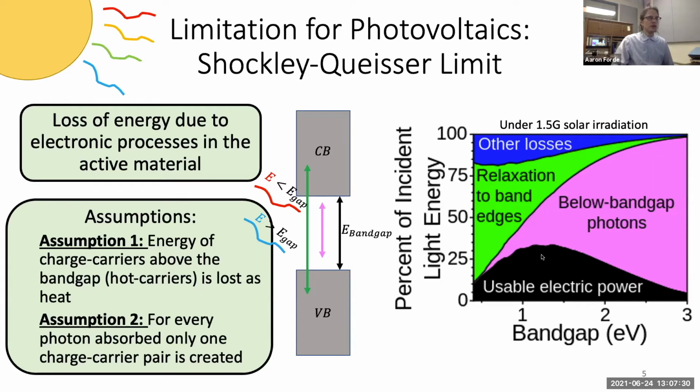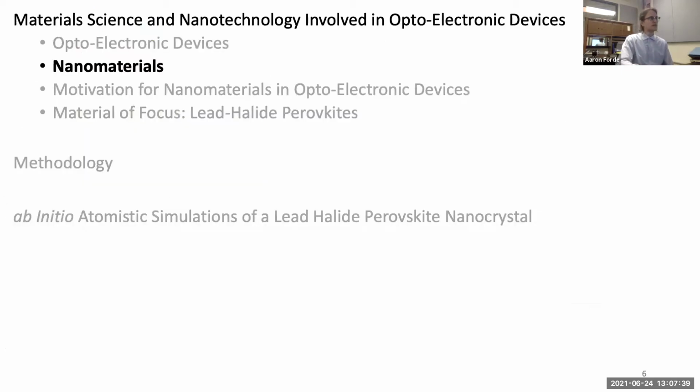So ideally, we would like to be able to increase the area of this black region to get more efficient solar cells. And that leads into the role of nanotechnology in optoelectronic devices. I'll give a brief overview of nanomaterials in general.